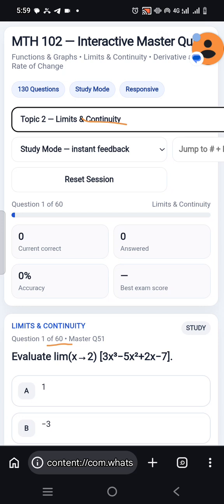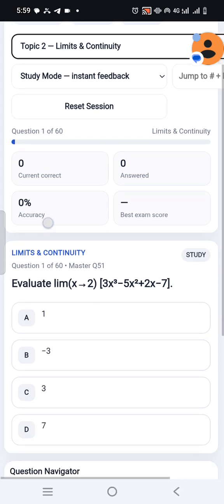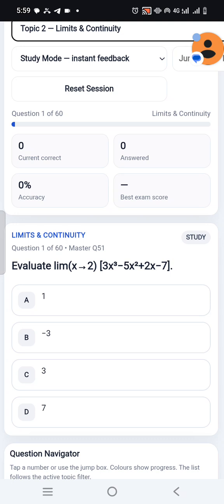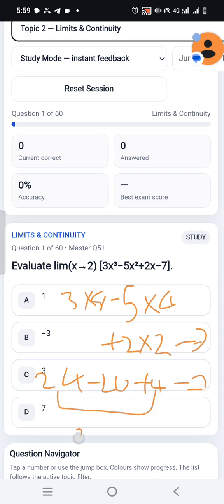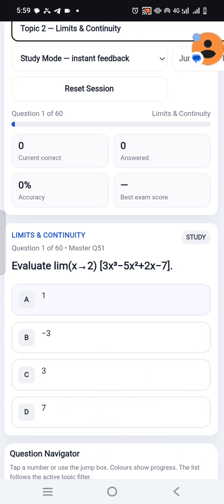The first question asks us to find the limit of this function when x is equal to 2. So you just have to substitute x to be equal to 2, then you get your answer. That will be 3 times 2 cubed, that is 3 times 8, minus 5 times 2 squared. 5 times 4 is 20, then plus 2 times 2, that is 4, minus 7. 3 times 8 is 24, 5 times 4 is 20, 2 times 2 is 4, then minus 7. So 24 plus 4 will give me 28. When I subtract 20 from 28, it will remain 8. Then lastly, I subtract 7 from 8. That will give me 1. So my final answer is 1.